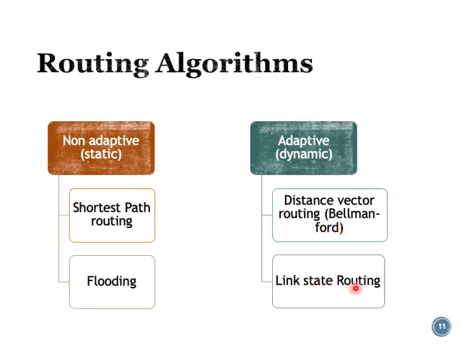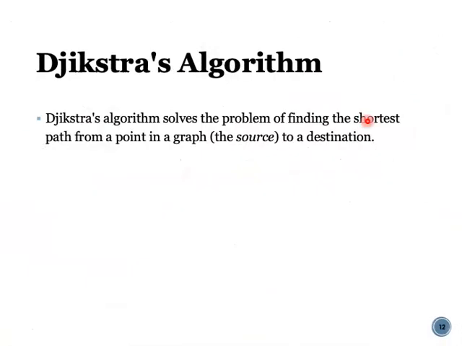The next one is link state routing. It has a different philosophy from distance vector routing. For link state routing, each node has the entire topology of the domain: the list of nodes, the list of links, and how they are connected. Link state routing can use Dijkstra's algorithm to build its routing table. An example here is the Open Shortest Path First, or OSPF, protocol. Next, we are going to learn about Dijkstra's algorithm.